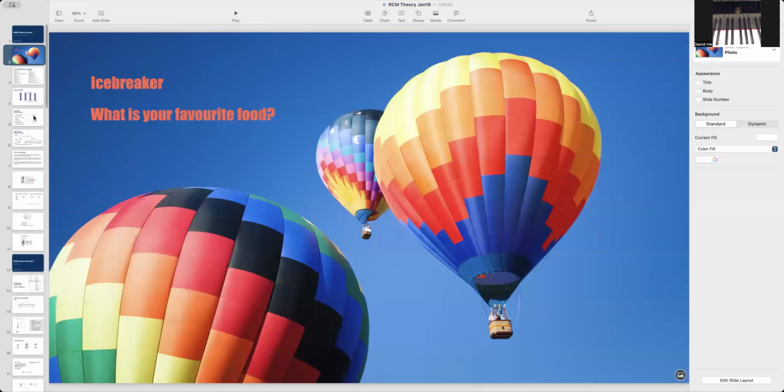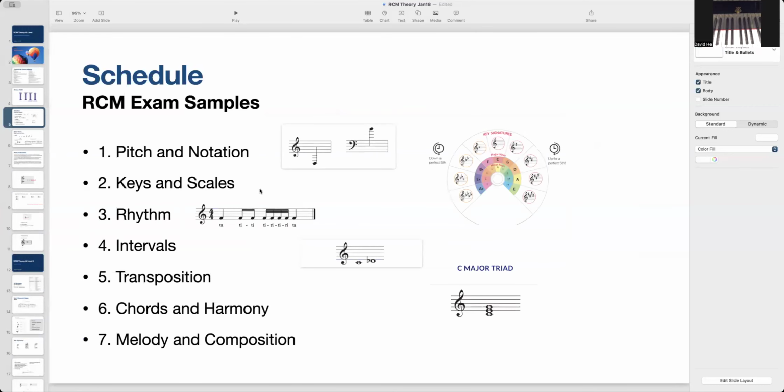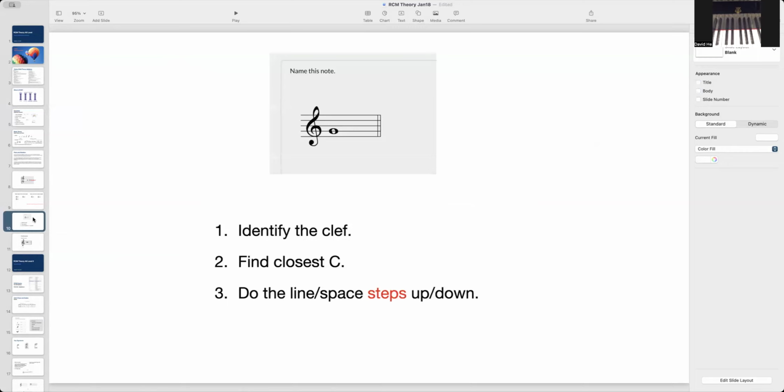The first section that we studied was pitch and notation. In this one, for example, they will give you a question like this. So name this note. It's right in here. That is the first class content regarding the pitch and notation.